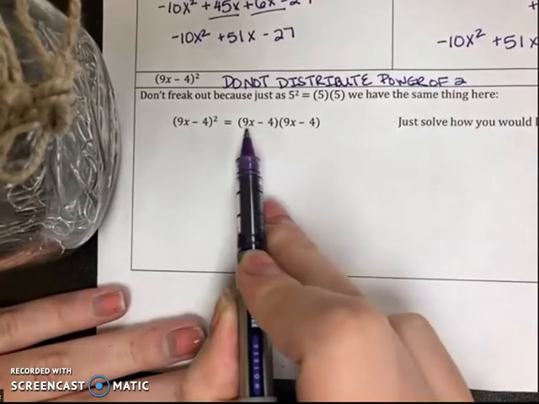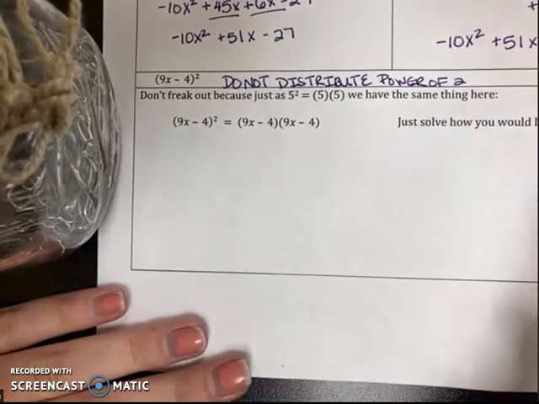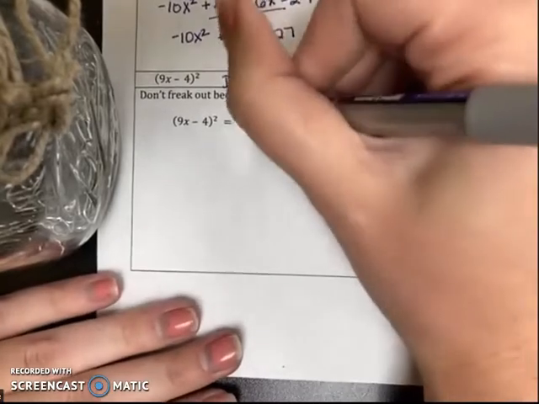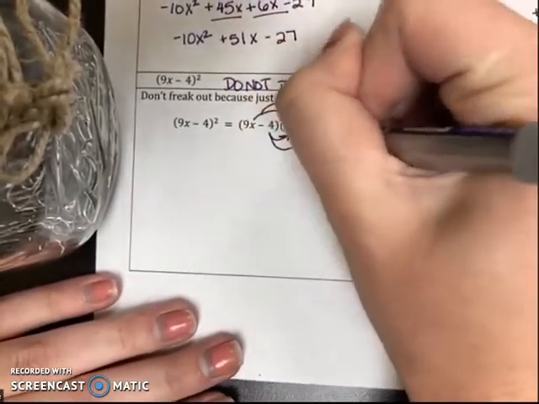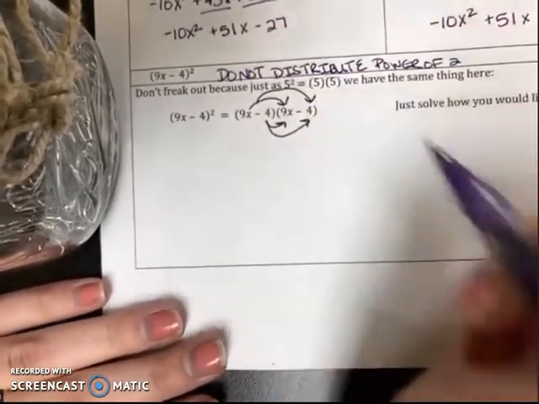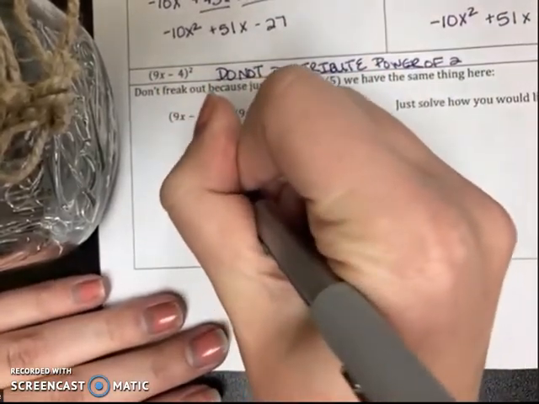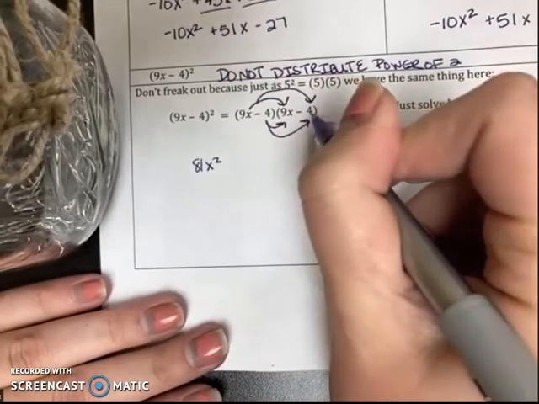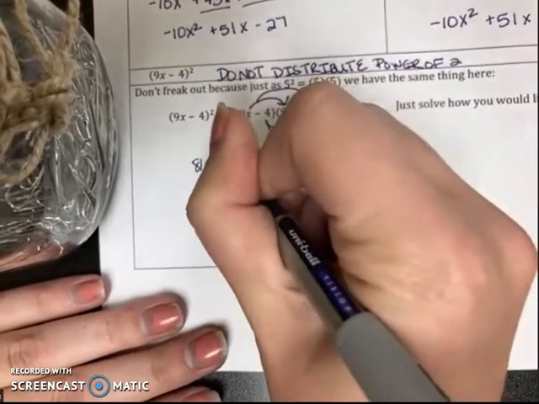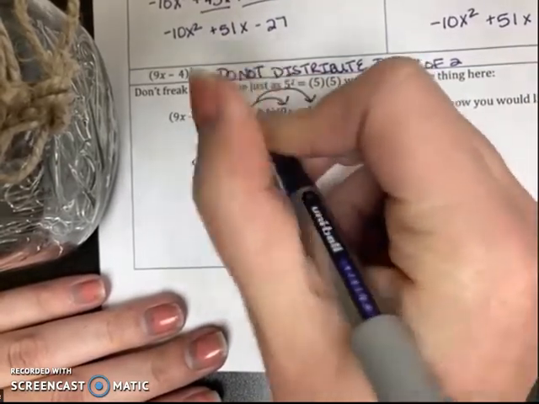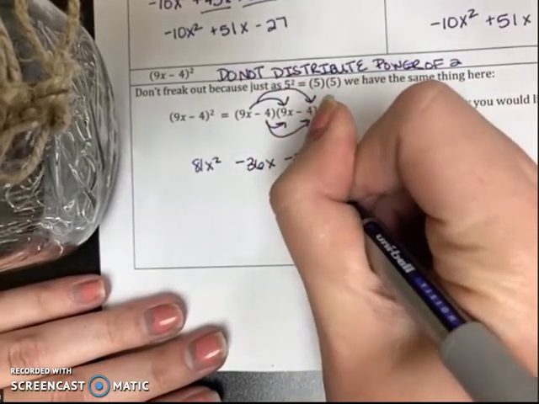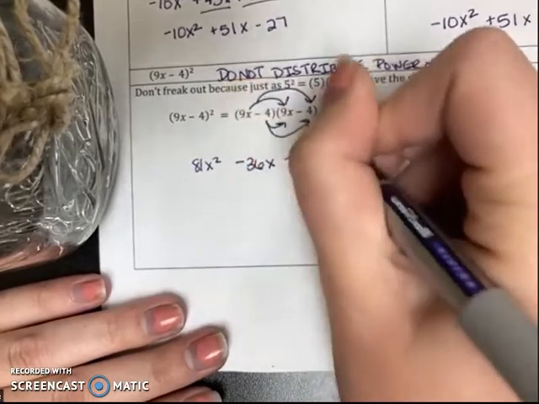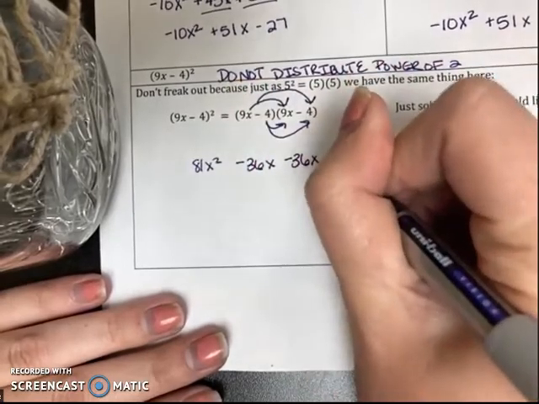In this case, I have two binomials, so I would just use the arrow method. It's not that difficult for us to just keep track of our arrows and FOIL it out. So 9x times 9x is 81x squared. 9x times a negative 4 is a negative 36x. Negative 4 times a positive 9x is a negative 36x. And then negative 4 times negative 4 is a positive 16.